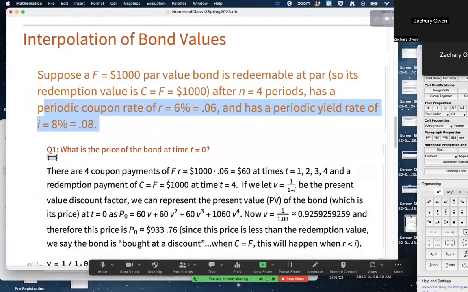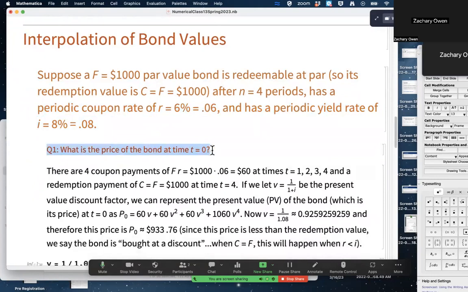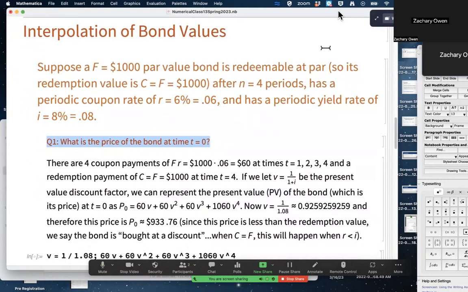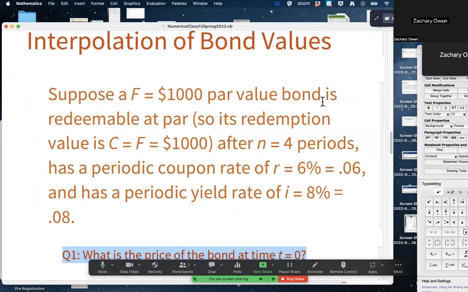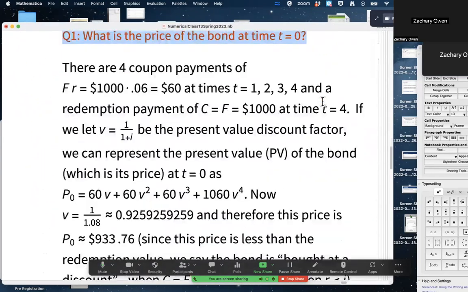Okay, question 1, what is the price of the bond at time t equals 0? Let me just summarize what this says. I'm not going to read every single thing it says here. The price is the present value of all the payments, all the coupons, and the final redemption amount at the end. Remember, the coupons here are determined from the coupon rate.